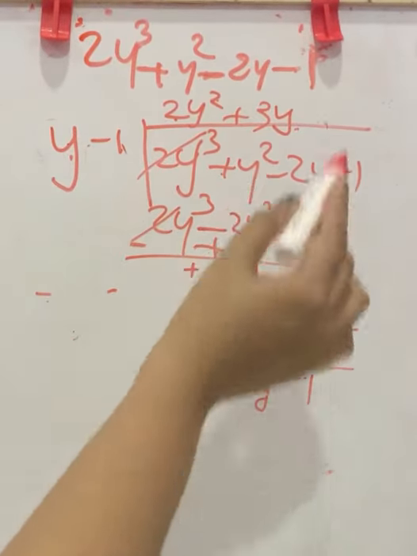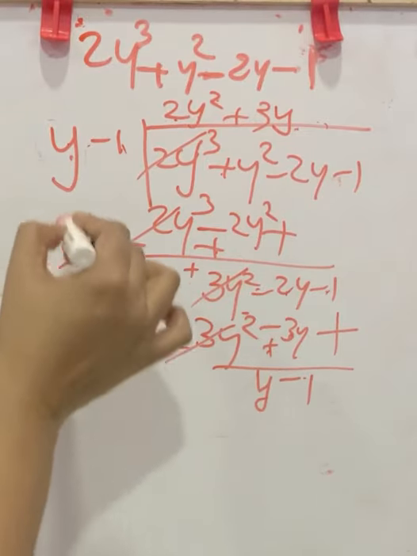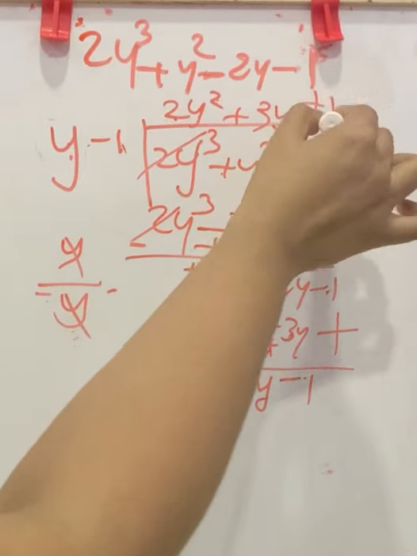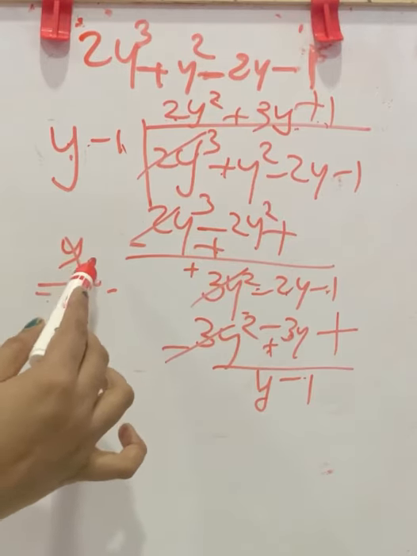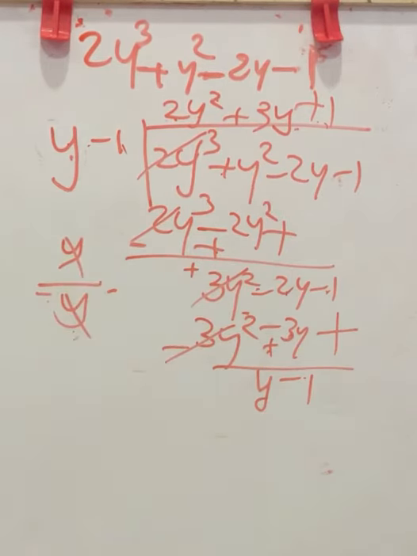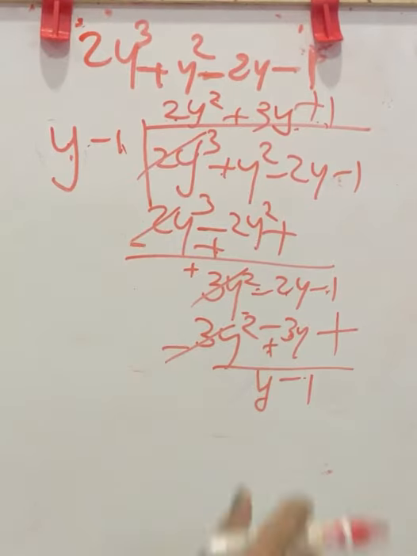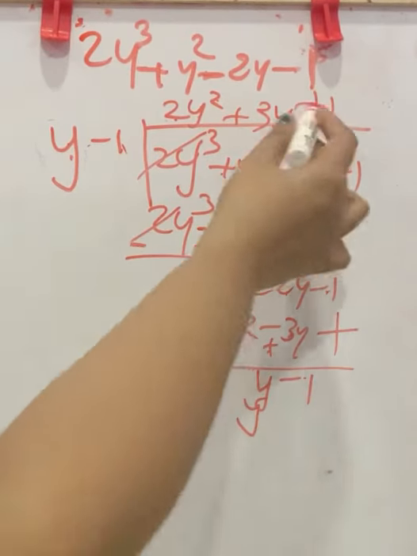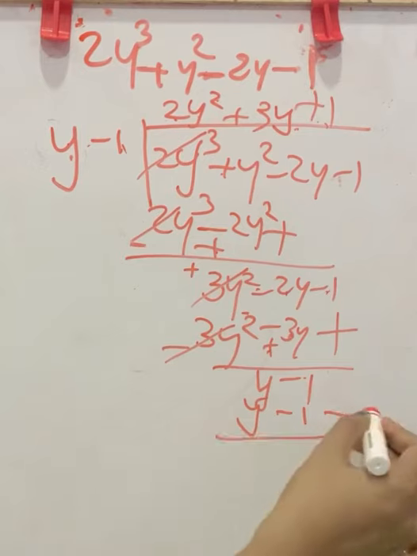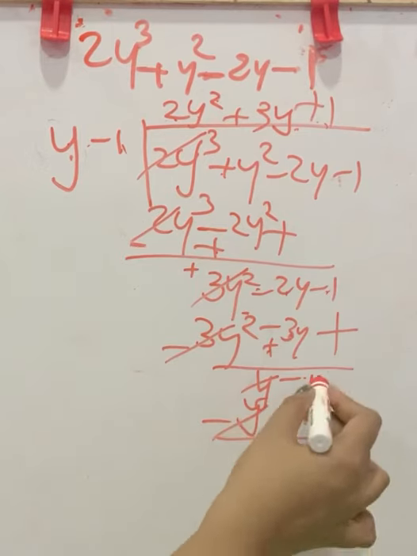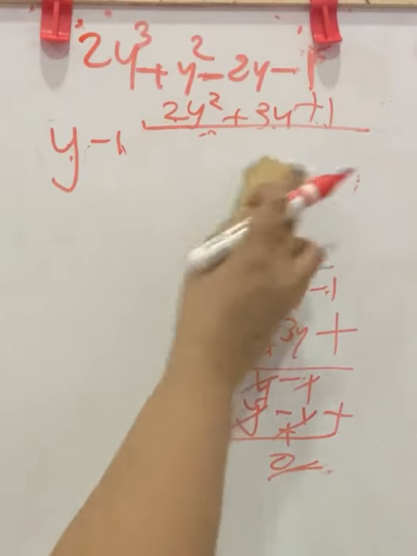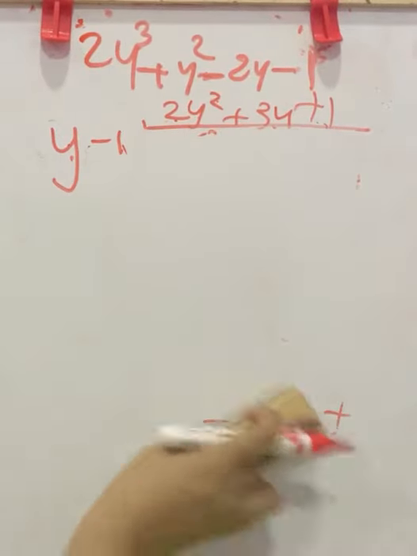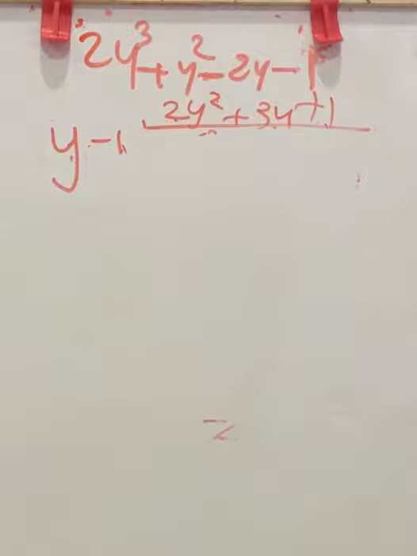Now, to get the third term, y by y means plus 1. Any number common in numerator and denominator, the result will be 1. Now, plus 1 into y is y. Plus 1 into minus 1 is minus 1. Subtraction, make it addition, change the signs. It will get cancelled because of additive inverse. Now the quadratic polynomial you get here is 2y square plus 3y plus 1.